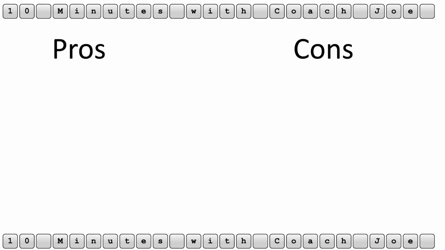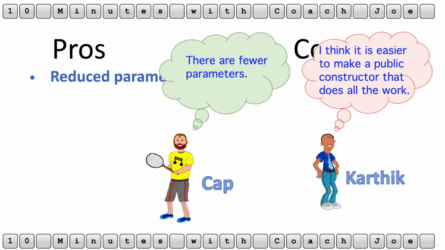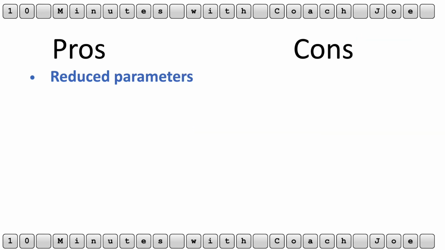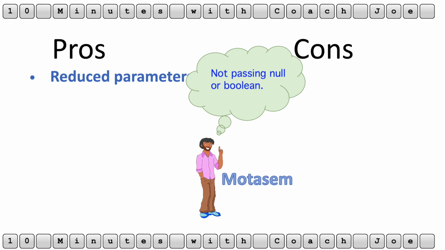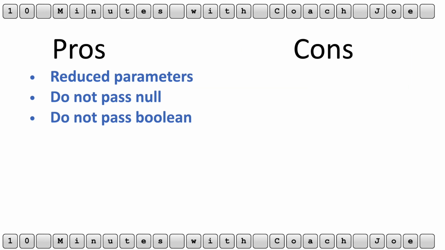Let's discuss some pros and cons with the builder pattern. Reducing the number of parameters passed should be a rule you follow at all times. Poor decisions can affect others down the road. Best to always follow the established rules. Null and booleans should never be passed as parameters.